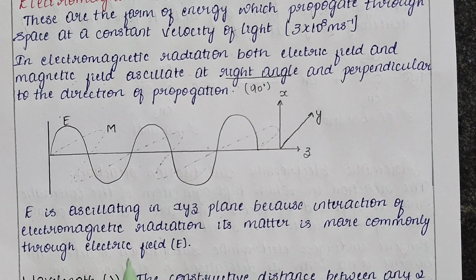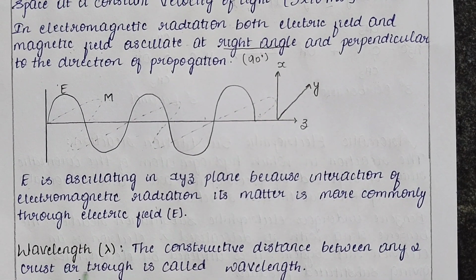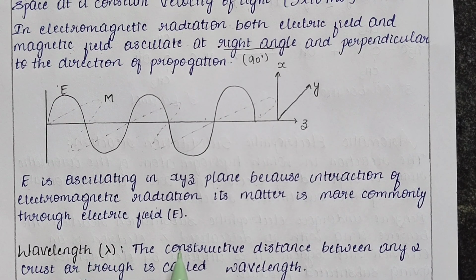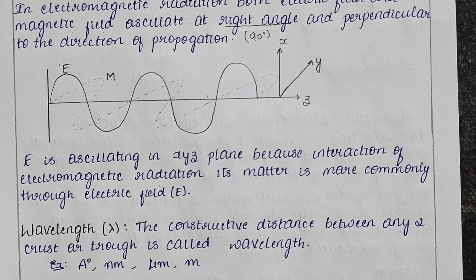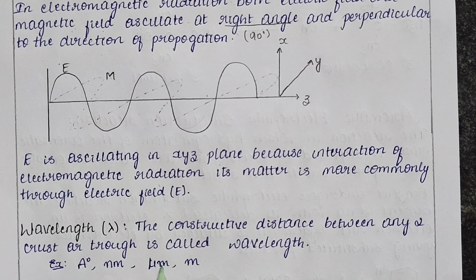Now let us see some of the important terms involved in molecular spectroscopy, or usually in spectroscopy. The first one is wavelength, which is represented by the term lambda. So what does wavelength mean? The consecutive distance between any two crests or troughs is called wavelength, and it is represented in the units of Angstrom, nanometer, micrometer or meter also.